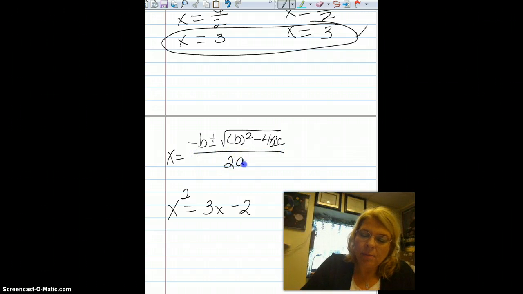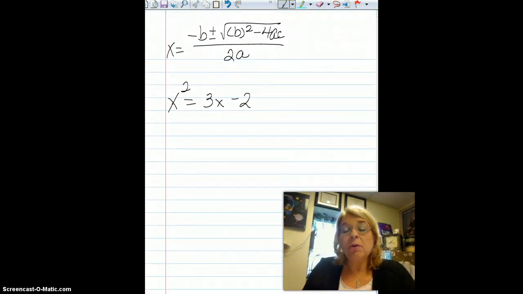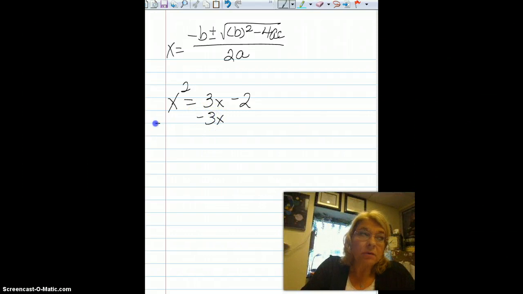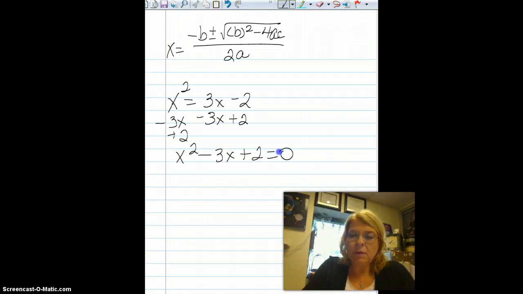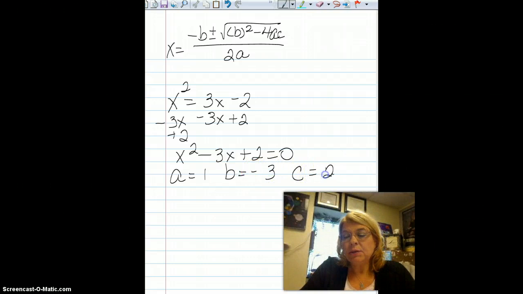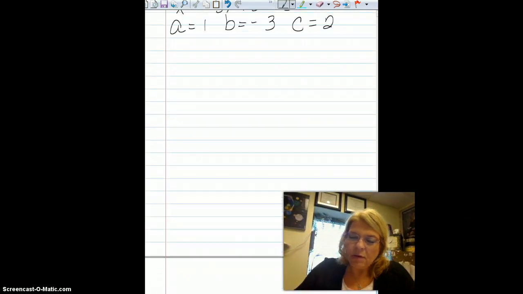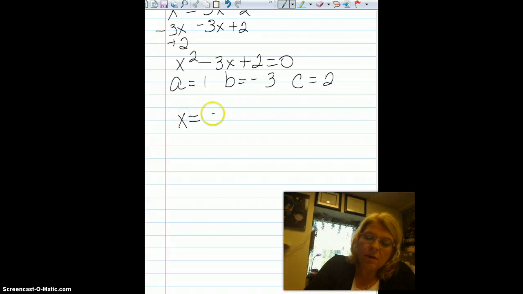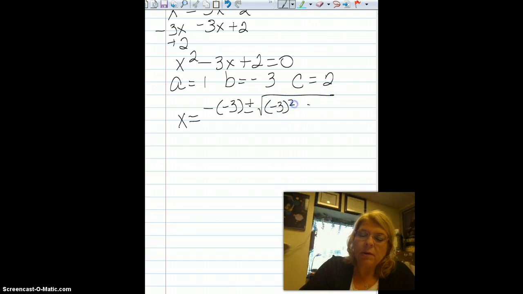all over 2a. The problem with this particular equation is it is not set equal to 0, therefore I cannot solve it. So what I'm going to do is subtract the 3x from both sides, add the 2, and I get x squared minus 3x plus 2 equals 0. My a again is 1, my b is negative 3, my c is 2. Now I need to put those into the quadratic equation. So the opposite of negative 3 plus or minus the square root of negative 3 squared minus 4 times 1 times 2 all over 2 times 1.